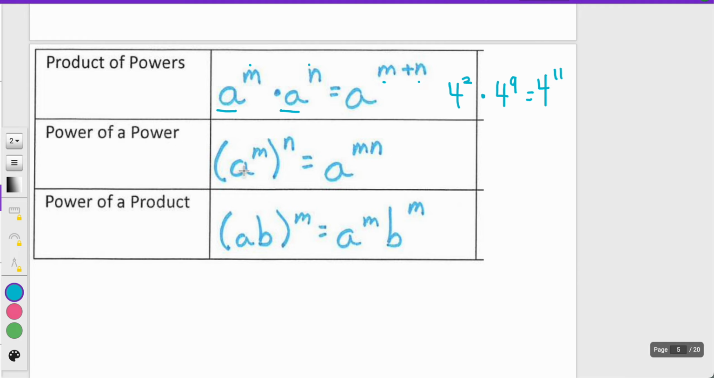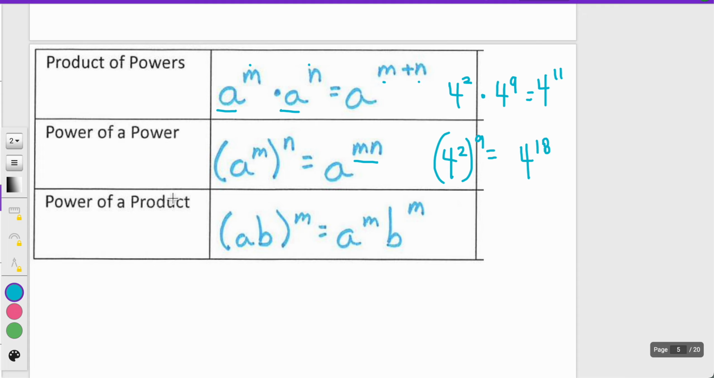Power of a power means I have one base with an exponent in parentheses and then a separate exponent on the outside. I'm just going to multiply those two exponents. So for example, let's say I have 4 to the second again, and then to the ninth power. I just have to do 2 times 9, and that'll give me 4 to the 18th.